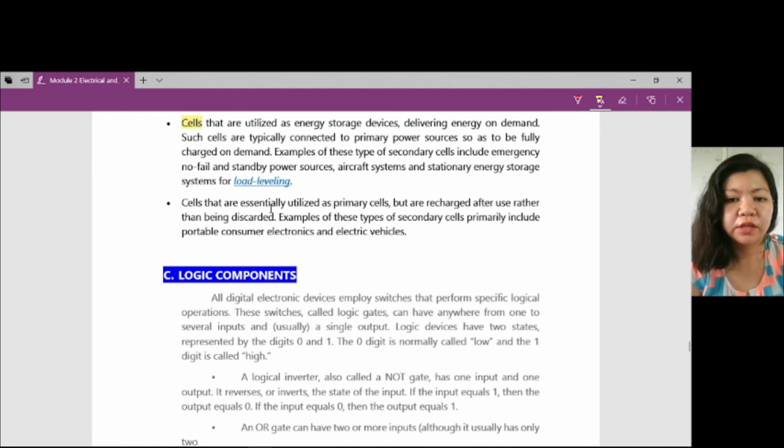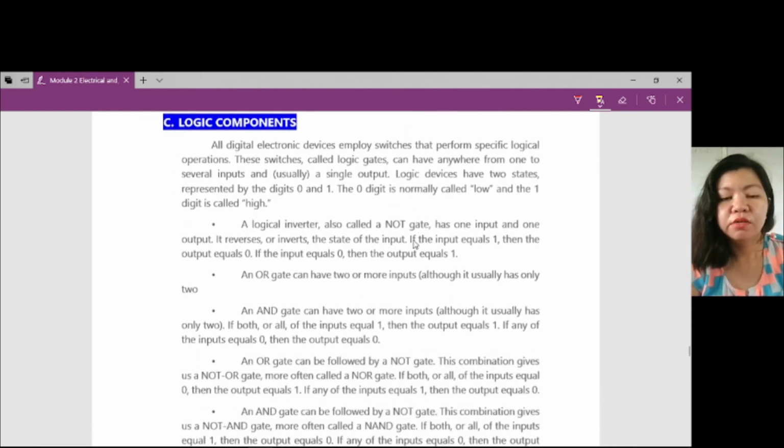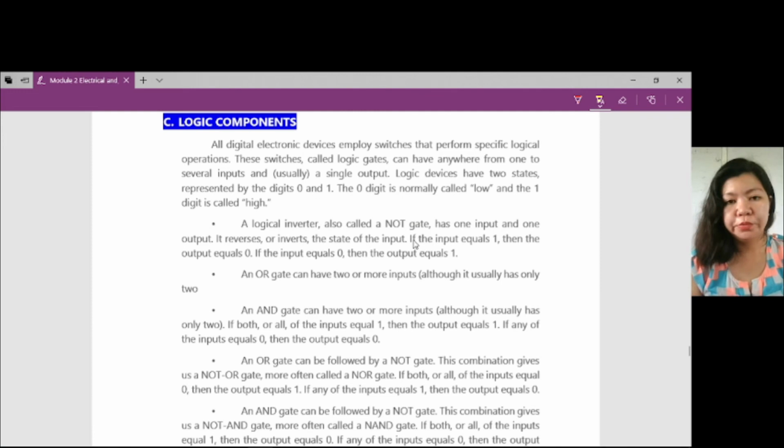So cells that are essentially utilized as primary cells but are recharged after use rather than being discarded. Examples of these types are portable consumer electronics and electric vehicles. Now let's move on into our logic components.